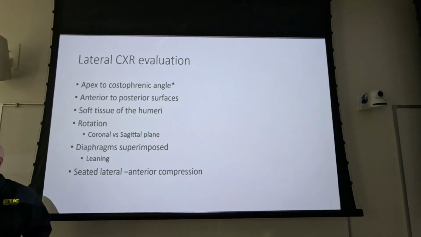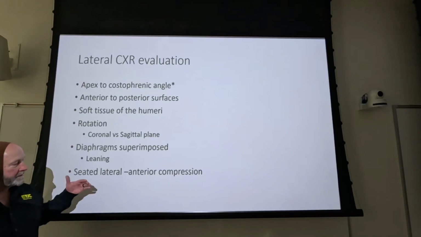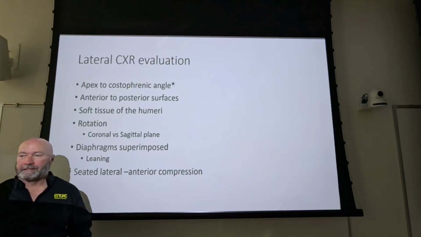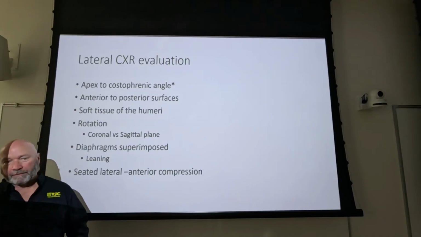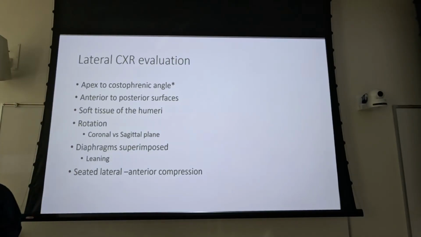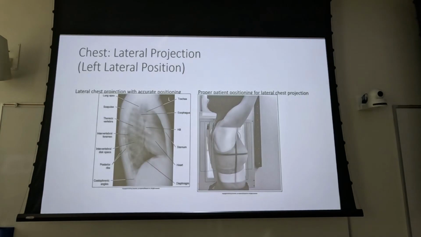But it's really compression, okay? So a better position for your seated lateral is not to put the patient all the way up. Maybe lean them back just a little bit to eliminate some of that. Spread the thighs out a little bit so that their belly can go in between the thighs. Just try to keep that from happening.